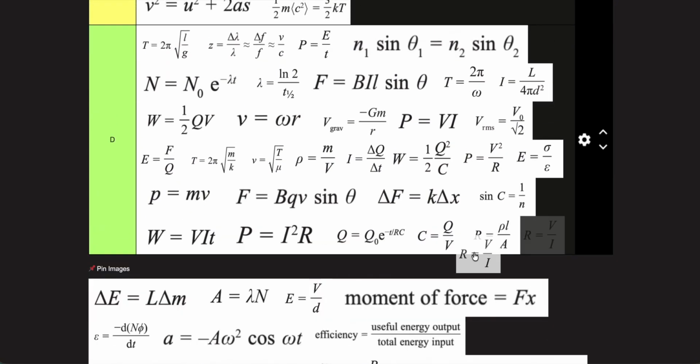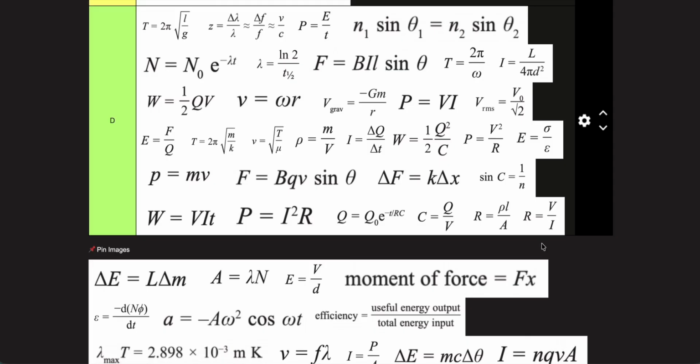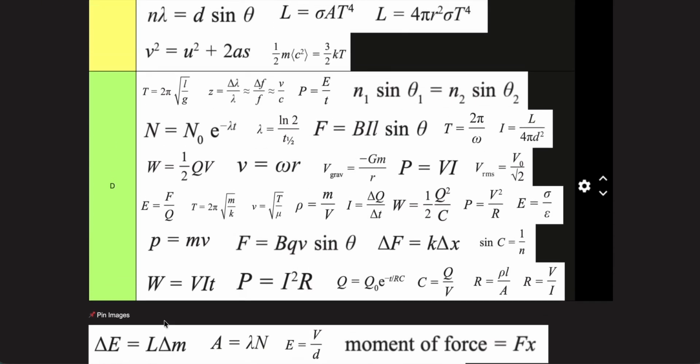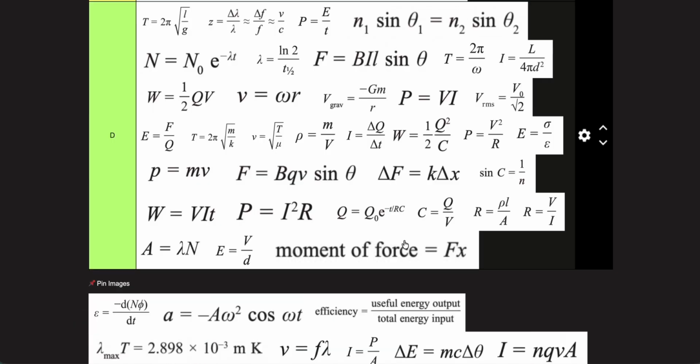Okay, Ohm's law, nothing fascinating there. Delta E equals L delta m. The latent heat, let's put it here, C. The activity of a source, lambda N, tier D. The electric field between two parallel plates, tier D. Moment of a force, nothing fascinating, tier D. Faraday's law, that's a fascinating law actually. I'm gonna put it tier C, okay?